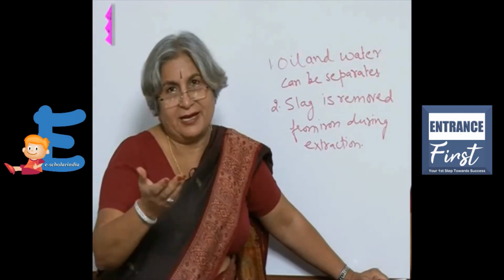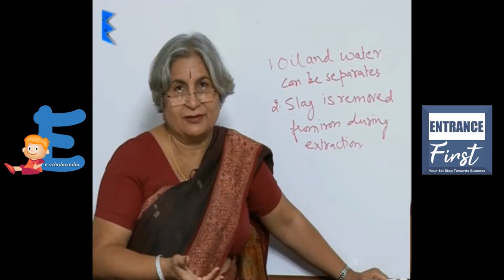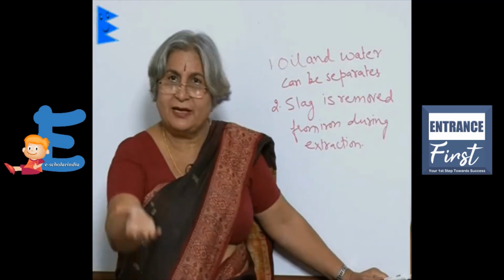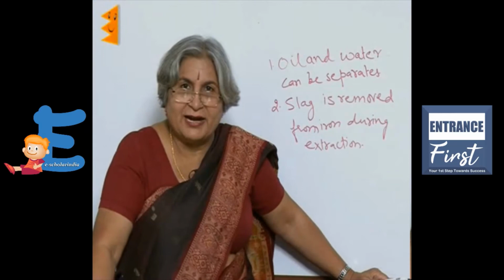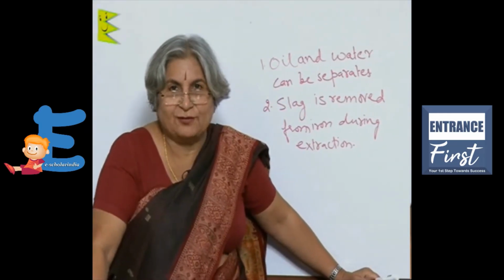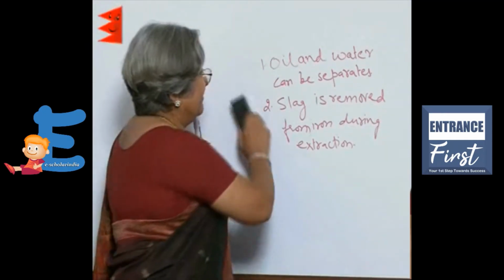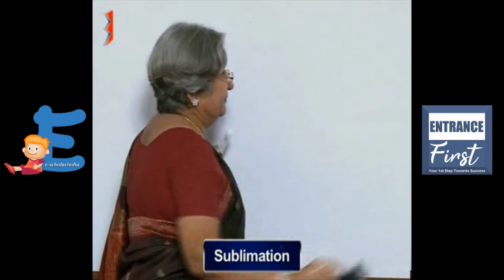Something like, say there are two friends, one gets angry very easily, the other doesn't, and you want to separate them. Irritate the one. The one who gets angry easily will storm out, and who will be left? Only the other one. So another method can be sublimation.